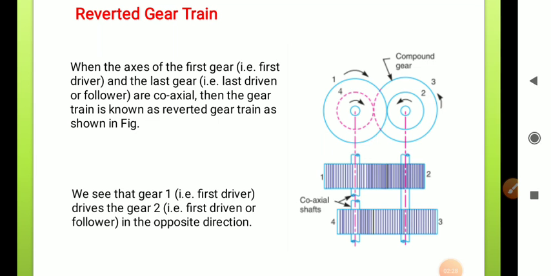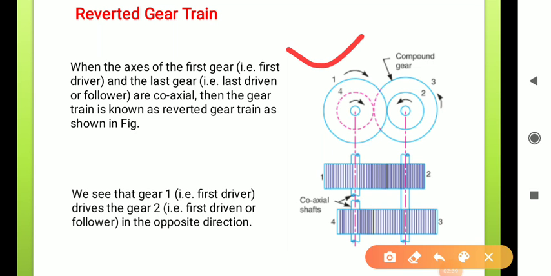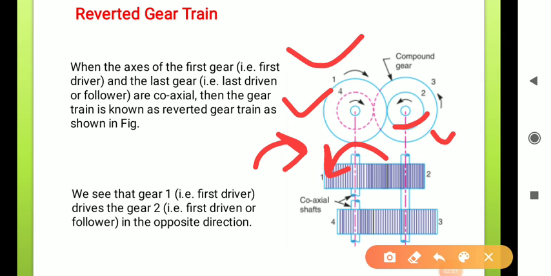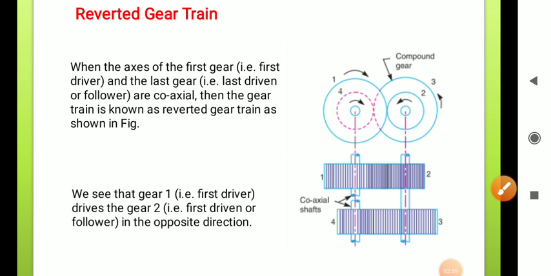Gear 1, that is the first driver, drives gear 2, that is the first driven or follower, in the opposite direction. See here, gear 1 drives gear 2. Gear 1 rotates in this direction, and gear 2 rotates in this direction, which is exactly opposite to that of gear 1. This is the first driver, and this is the first driven, gear number 2.